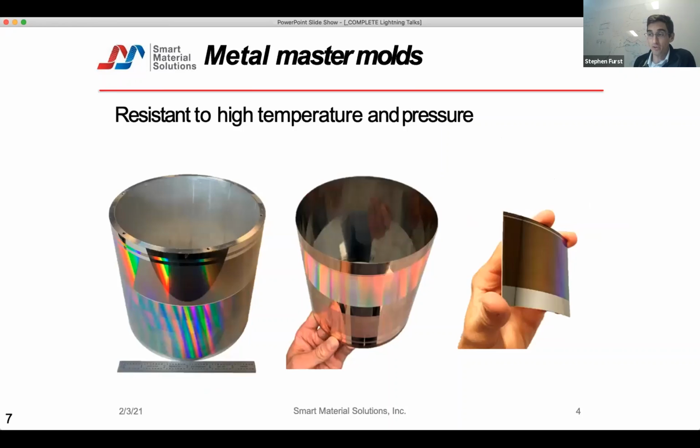Next, you'll see what really sets our work apart, which is that we're putting these textures initially into these metal molds that can withstand high temperature and pressure, either drum molds or sleeves or flat shims. And the reason this is important is because it will allow us to imprint the textures at large scale into space grade polymers such as FEP, Teflon, Kapton, things that may actually be able to survive in space.